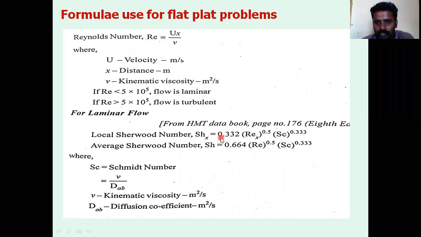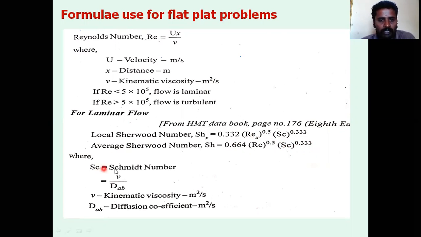The local Sherwood number Sh is equal to 0.332 Re_x power 0.5, Schmidt number power 0.333, where Re_x is the Reynolds number at local x. The average Sherwood number Sh is equal to 0.664 Re power 0.5, Sc power 0.333.